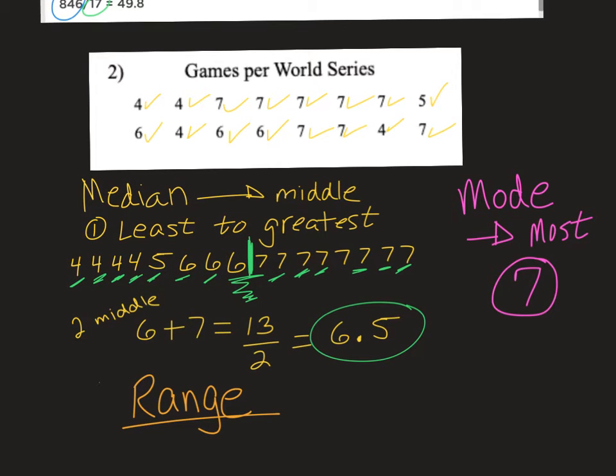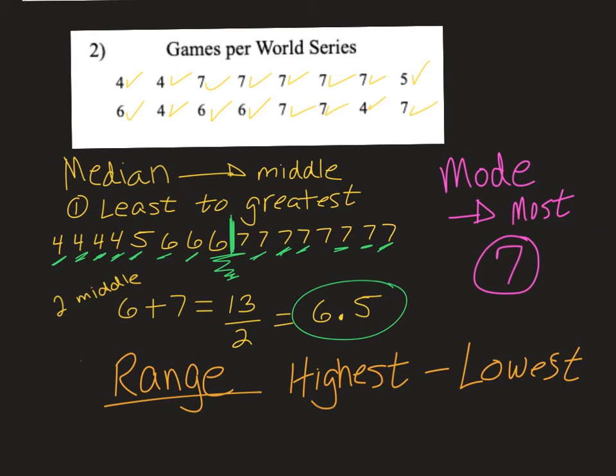And to find your range, that's your highest number minus your lowest number. So highest minus our lowest. So the highest number in our data set here is 7. The lowest number is 4. So 7 minus 4 is going to be 3.